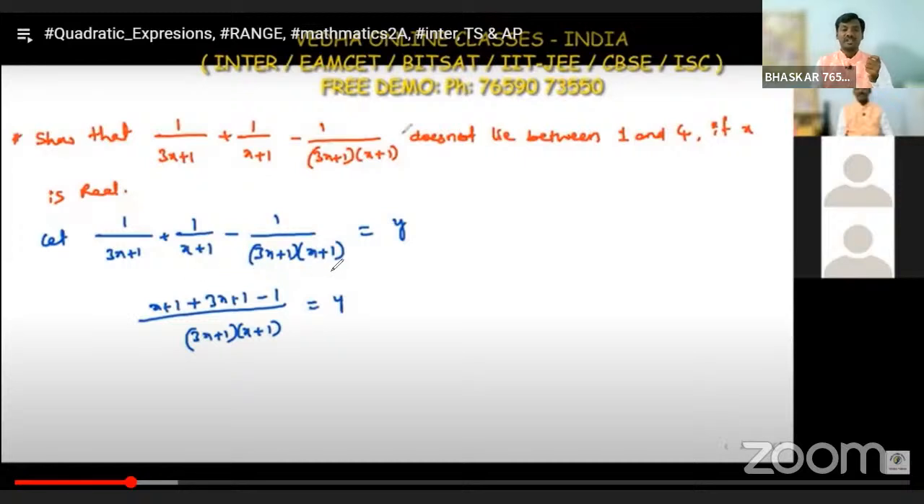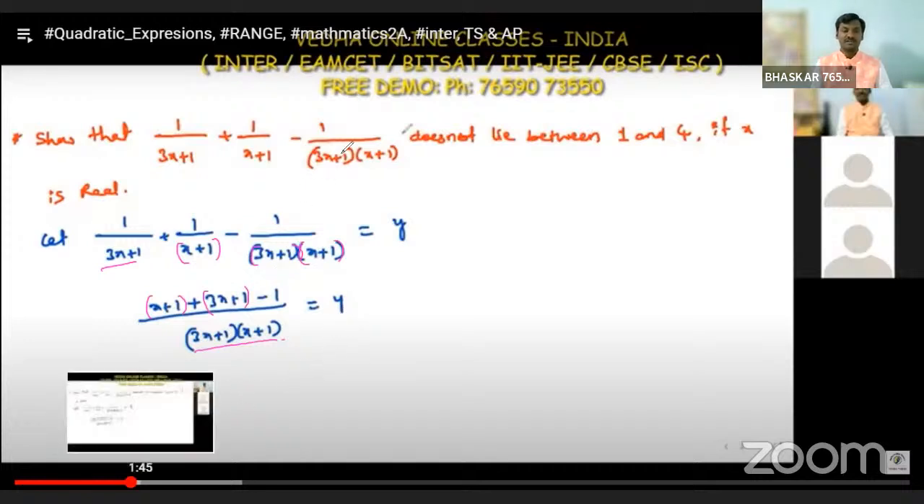Okay, in this question, take the LCM. What is the LCM here? (3x plus 1) into (x plus 1) is the LCM. Here we have 3x plus 1, so multiply with x plus 1. Here we have x plus 1, multiply with 3x plus 1. Into 1 is 3x plus 1, and we have both the factors, whatever we have in the LCM, we write it as it is, minus 1 is equal to y.